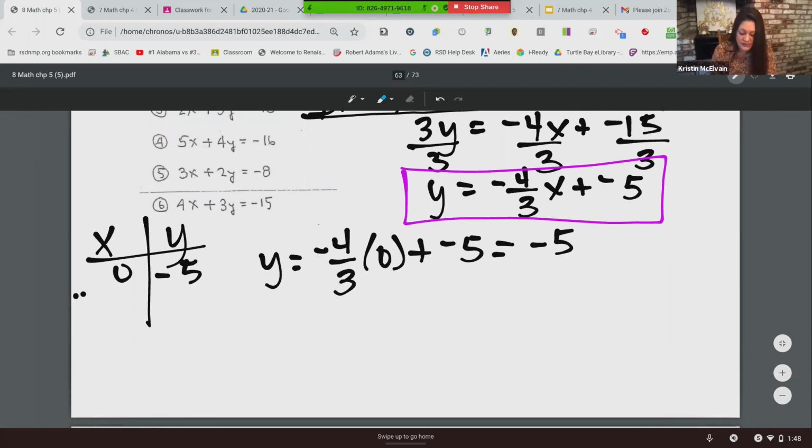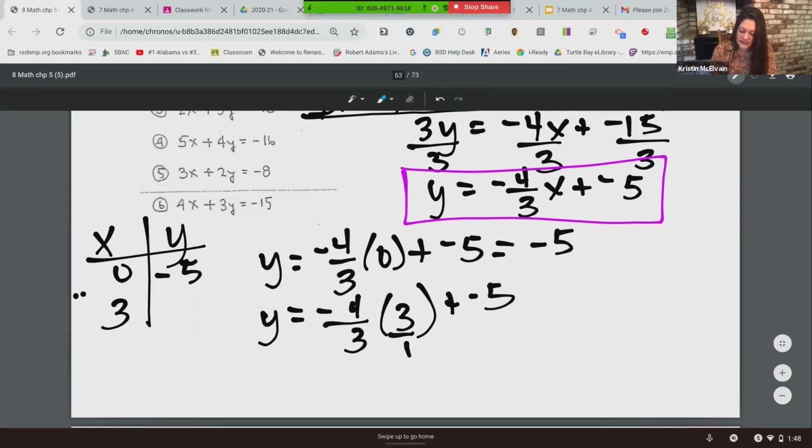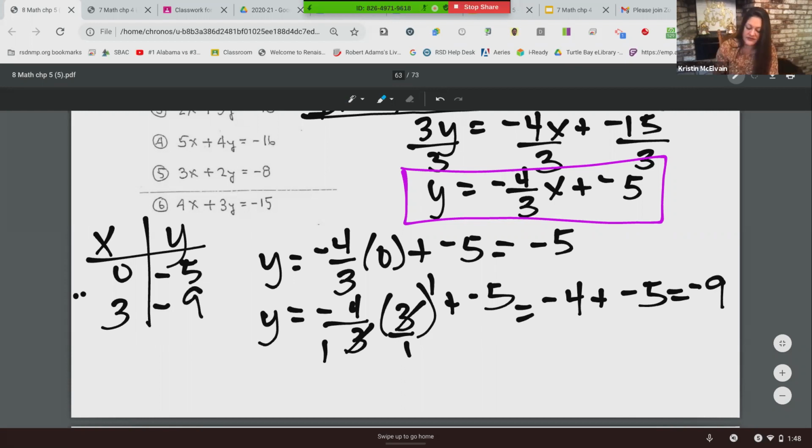Next input I'm going to use is 3. I got the 3 because that is the denominator of my slope, times 3 plus -5. Of course, that's a 3 over 1. 3 goes into 3 once, 3 goes into 3 once, and that gives me -4 plus -5, which equals -9. So my 2 points on this line are 0, -5, and 3, -9.